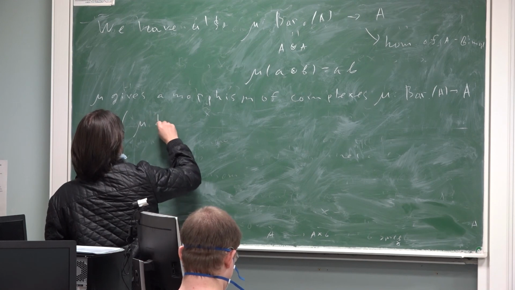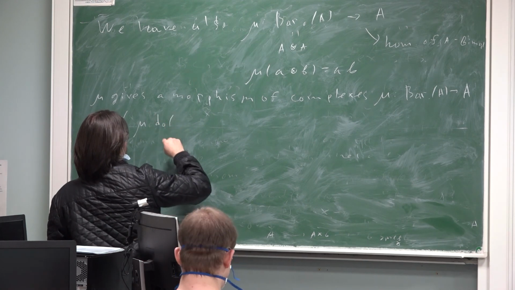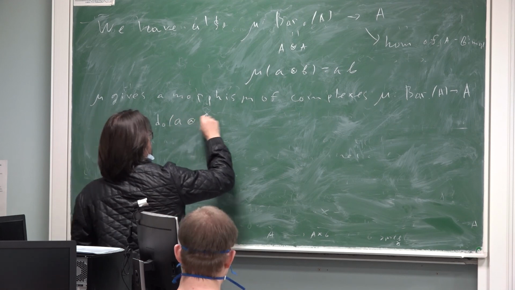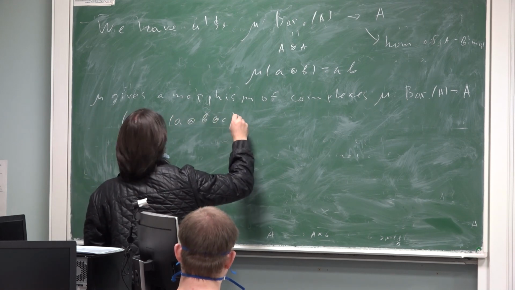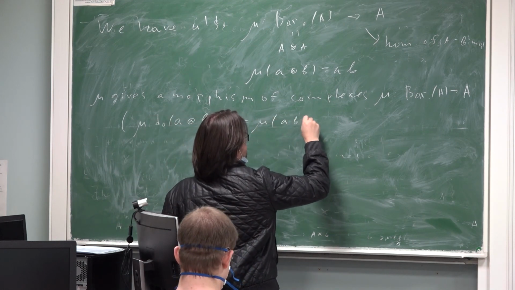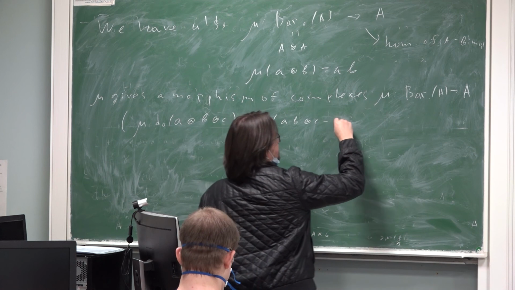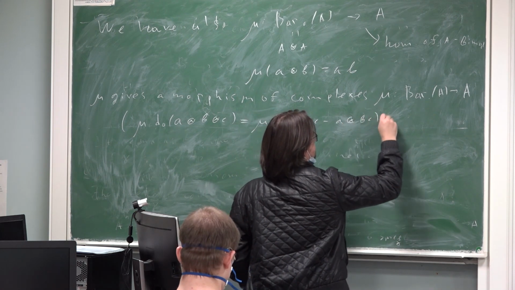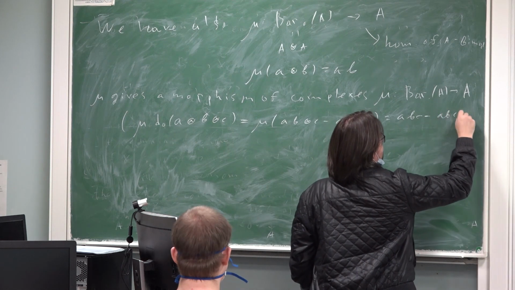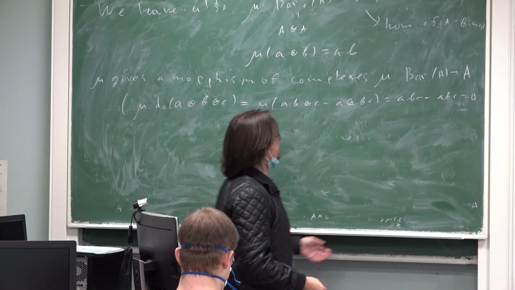mu d0 is 0, so we have to take c, then we will see that it's mu of ab tensor c minus a tensor bc, it is abc minus abc, it is 0.